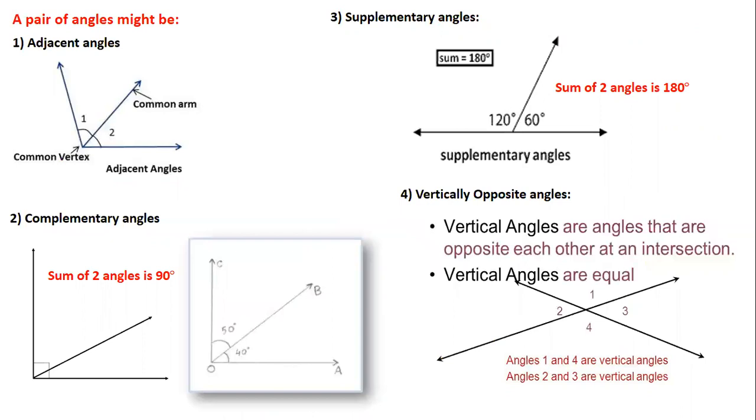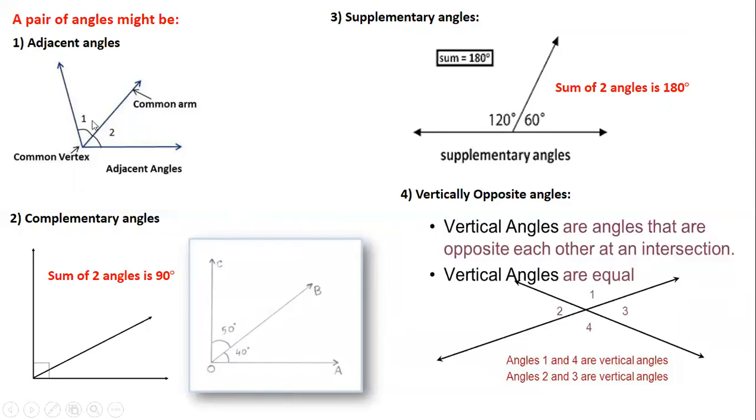Now I will talk about a pair of angles. When we talk about a pair of angles, the word pair means two. So here I'm not talking about one angle only, I'm talking about two angles. What might be the position of two angles with respect to each other?